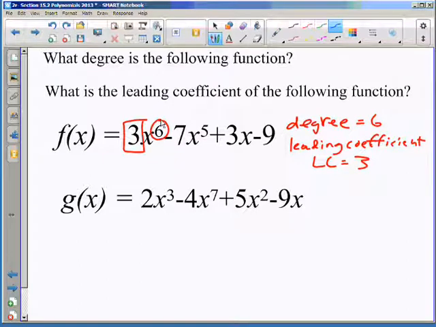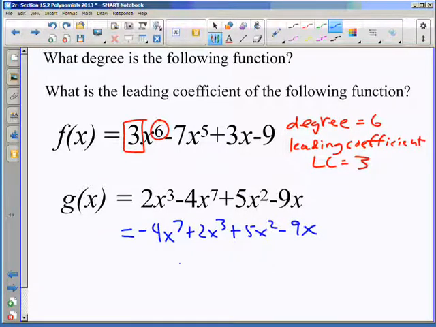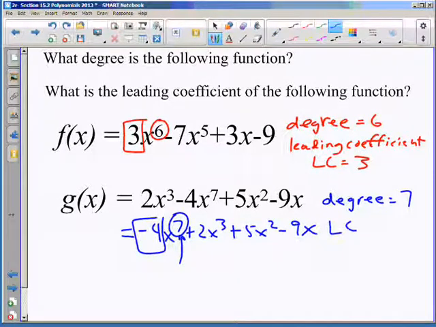Look at g of x. It's a little bit deceptive. You need to look for a polynomial in standard form, and in this case we'd have to rewrite it, or since the question is simply to find out some values, we could just look at it, but I'll write it in standard form, helping us see that 7 is the degree, and then the leading coefficient is negative 4.